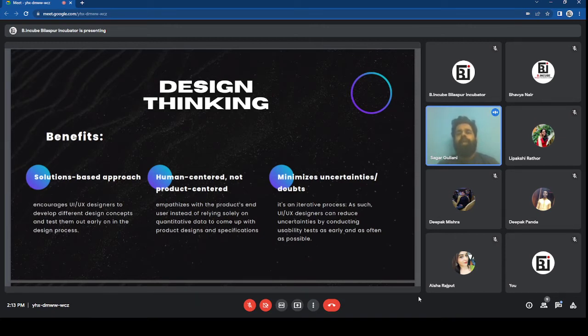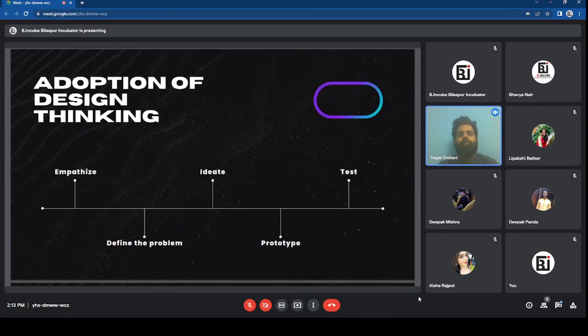What is design thinking? So how do we adopt that design thinking in our steps in our startup, right? So next slide, please. Yeah. So for the adoption of design thinking, there are some phases, right? There is empathize, defining the problem, ideating it, prototype, and testing it finally, right?